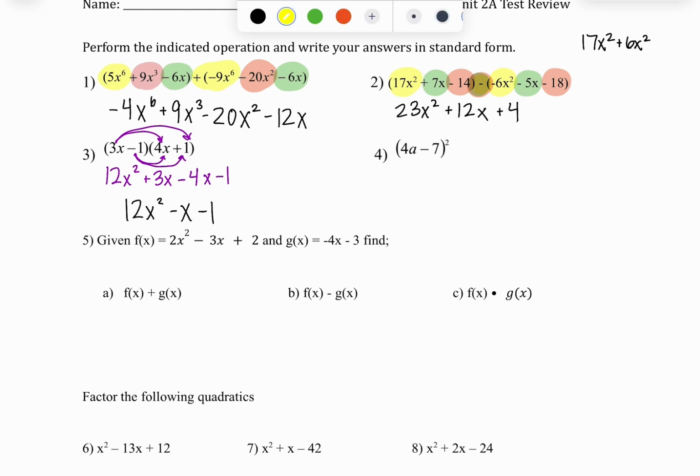On number 4, the main thing is because that's a squared, we cannot just square both of these. That's because this is a binomial, it has two terms. So if we really were to write this out, this is the same thing as writing 4a minus 7 times 4a minus 7. So that will give us the middle term. And I'm going to use the area model just because I'll be using the area model down below for multiplying. And it's essentially the same thing as what I did on number 3.